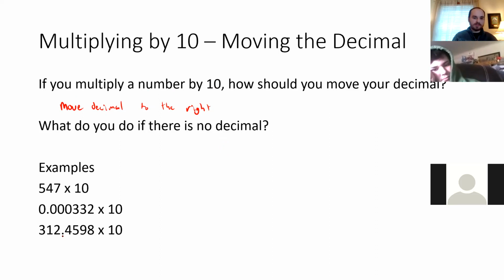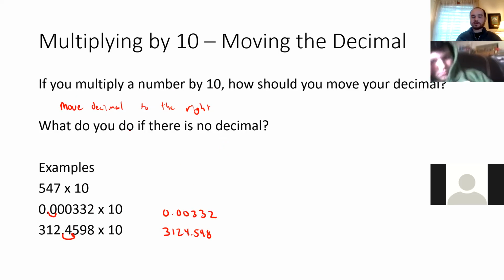So for instance, in this problem right here, we could just move the decimal one spot to the right. So now our answer is 3124.598. This one, we could just move the decimal one to the right. So now we have 0.1200332. But what do we do if there is no decimal?